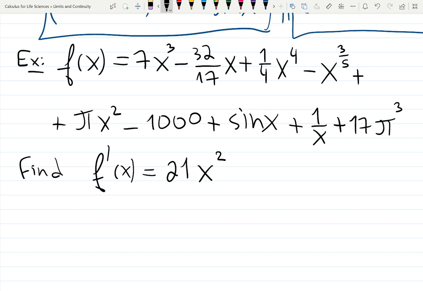21x squared. Do you know how we did it? 7 times 3, right? 3 goes down. Multiply by 7, 21. X decreased by 1 becomes 2. Does that make sense?